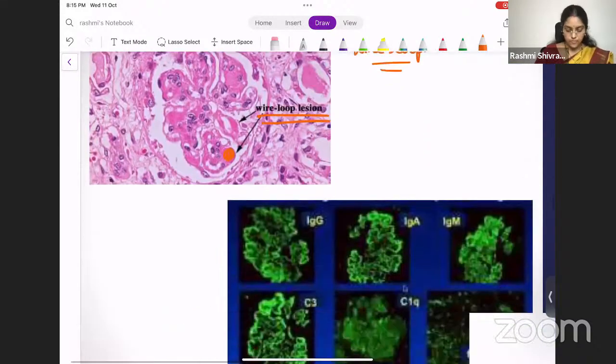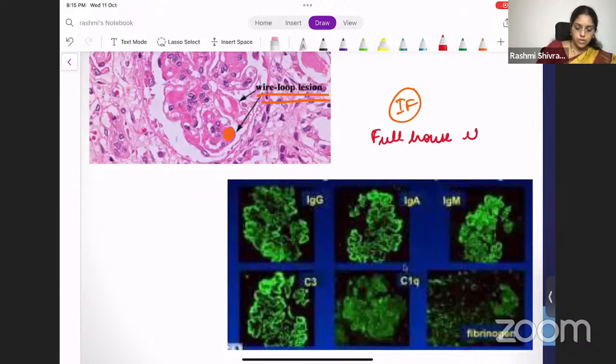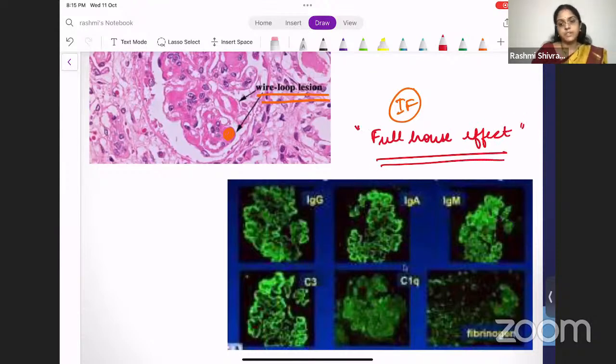Okay, yes. So on immunofluorescence, you have something called a full house effect. You need to remember this term because it's very commonly found in the MCQs, right? This grading might be difficult for you initially to learn, but as you keep studying, you can get it very easily. So on immunofluorescence, you must remember this term.